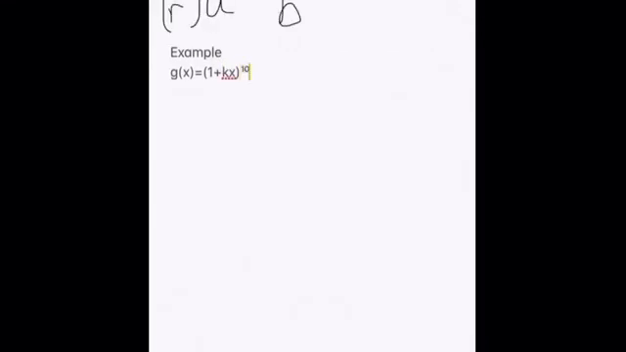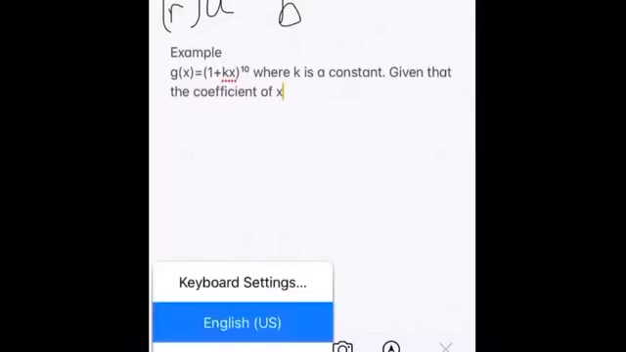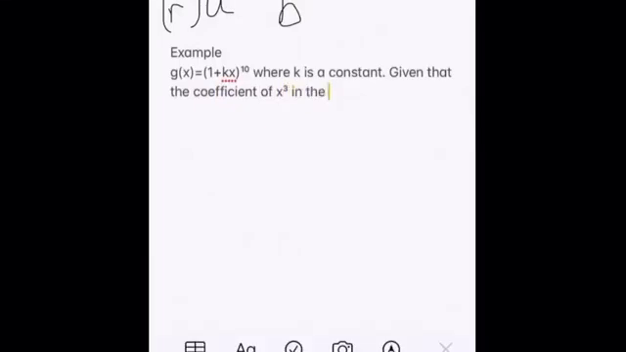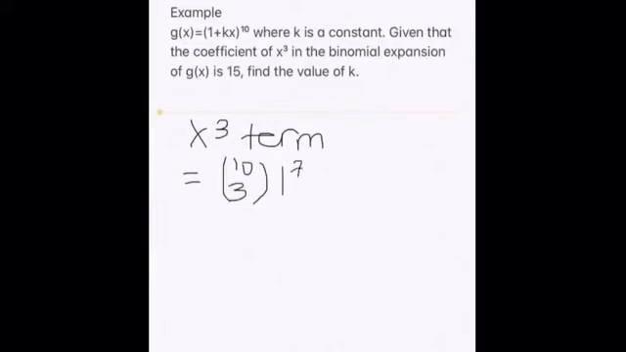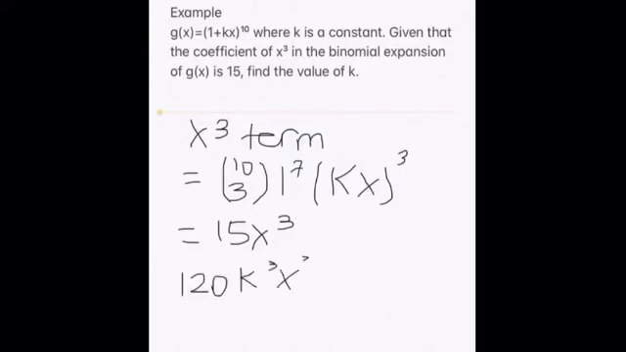g(x) equals (1 plus kx) to the power of 10, where k is a constant. Given that the coefficient of x cubed in the binomial expansion of g(x) is 15, it asks us to find the value of k. And you can solve this without using the general term. Just think like this: kx to the power of what gives us something times x to the power of 3? Therefore, it must be to the power of 3.